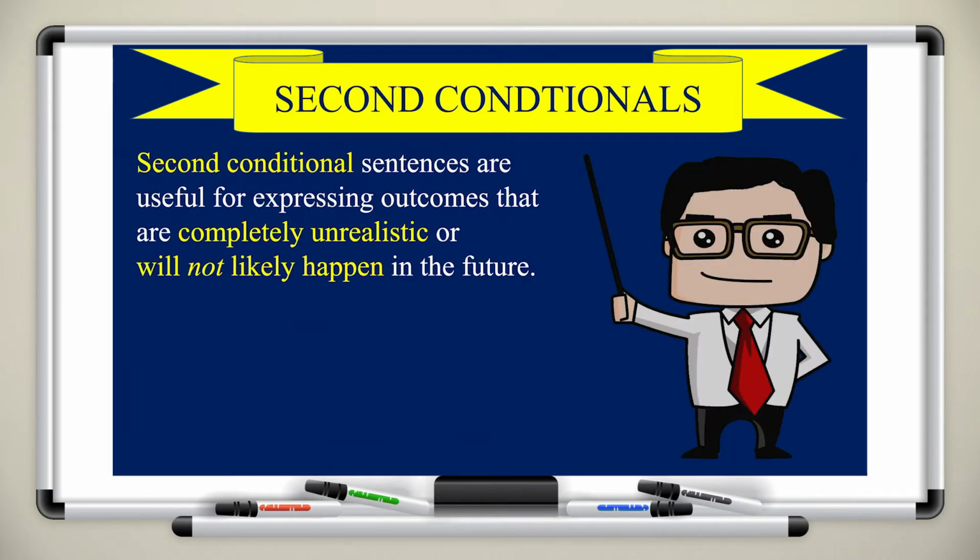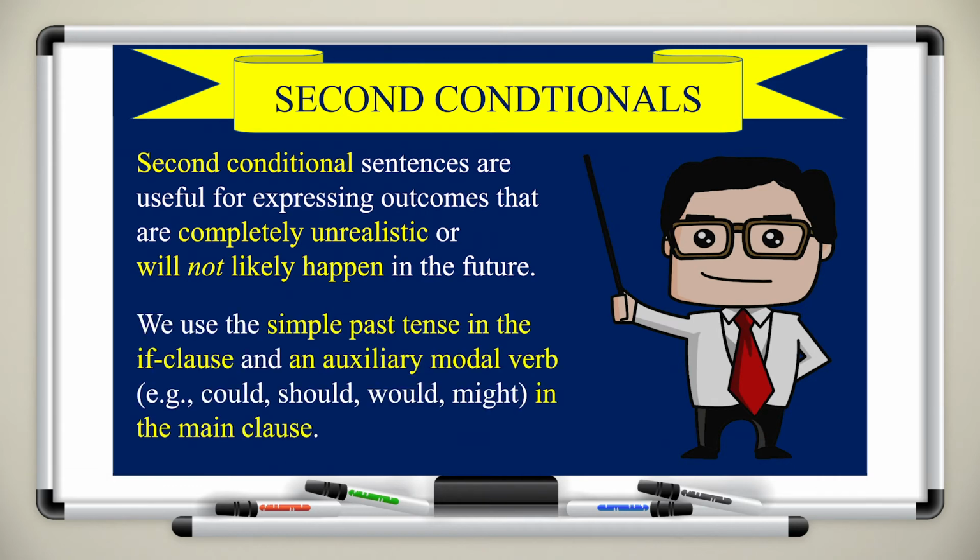Now let's take a look at the second conditional. Second conditionals are sentences that express outcomes that are completely unrealistic. Things that are unreal. They are likely never going to happen, okay? So for example, I'm a simple guy. I'm not a billionaire, okay? So I can say, for example, if I were a billionaire, I would buy all the cars in the world. Am I a billionaire? No, okay? So this is something that is unrealistic and not going to happen.